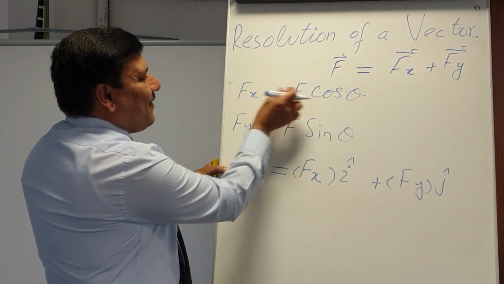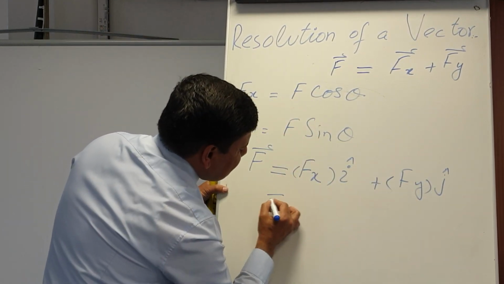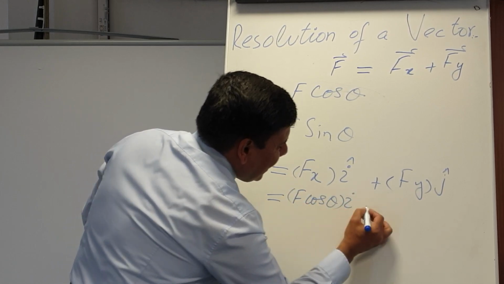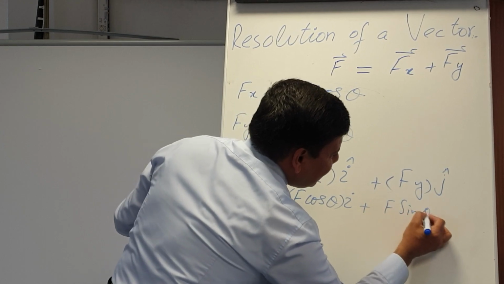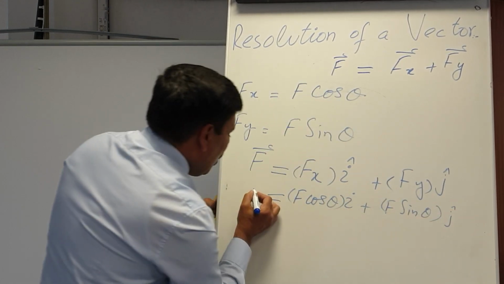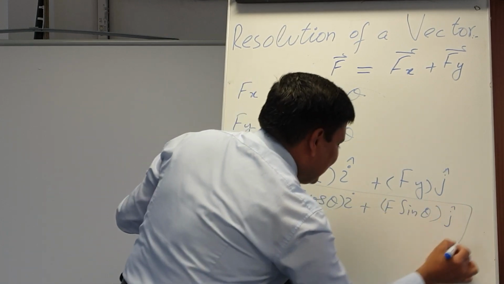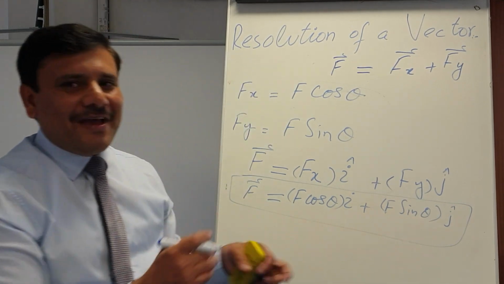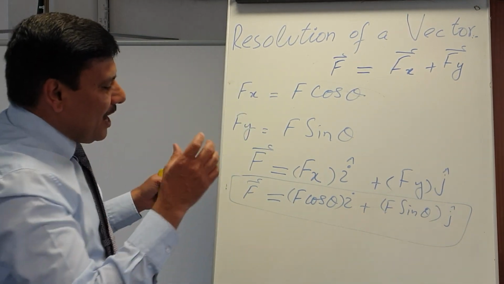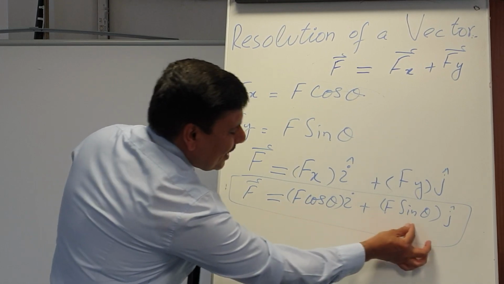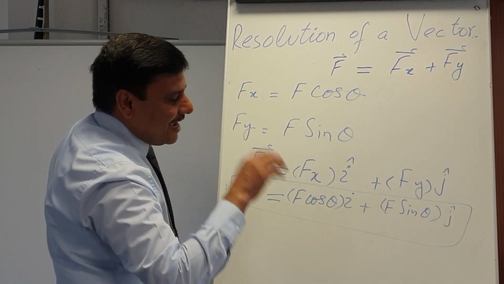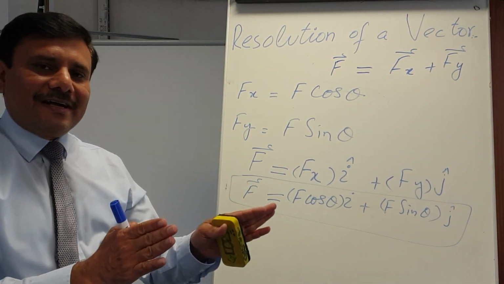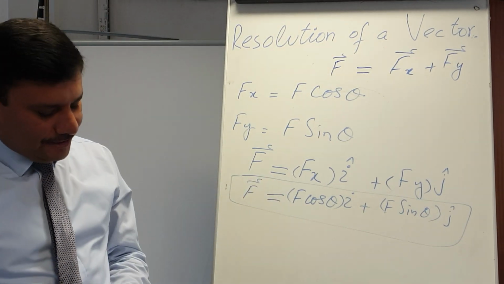Now I know the value of fx, I know the value of fy. Just put the values: f cos theta i and f sine theta j. So now this is the complete resolution of a vector into two components which have an angle of 90 degrees between them. We have found the magnitude of those two vectors. We have also found the direction of those two vectors. So this was resolution of a vector into its rectangular components.